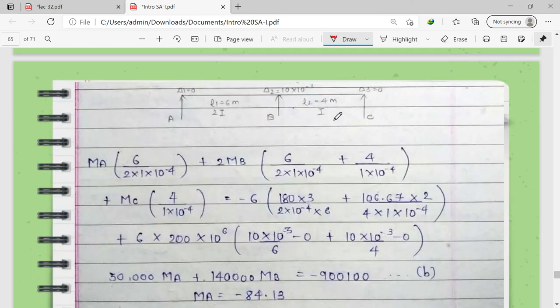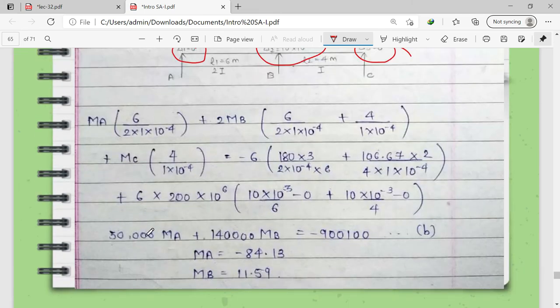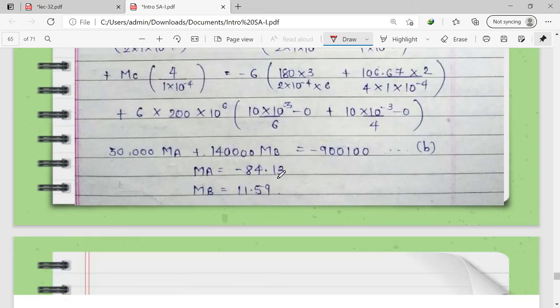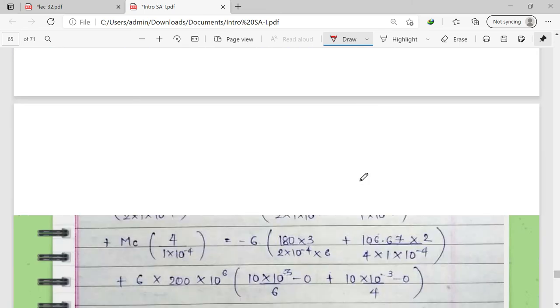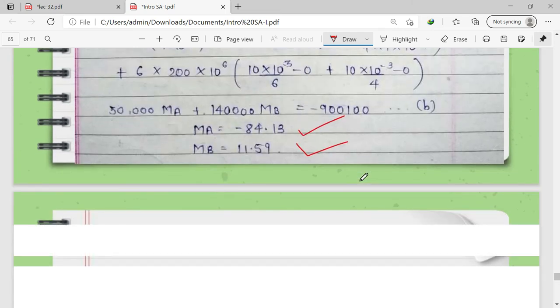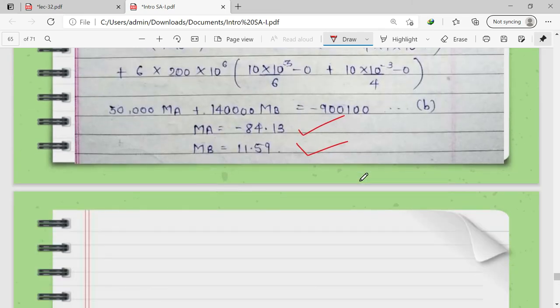Now apply the three moment theorem for the second case, that is ABC. Here delta 1 equal to 0, delta 2 is equal to 10 to the power minus 3, and delta 3 is equal to 0. Now when we solve this equation, we will get 30,000 MA plus 1,40,000 MB, and the right hand side value like this. So we will get MA and MB from here. Why are we not considering the MC value? Because C is the free support, so we do not need to solve for MC.